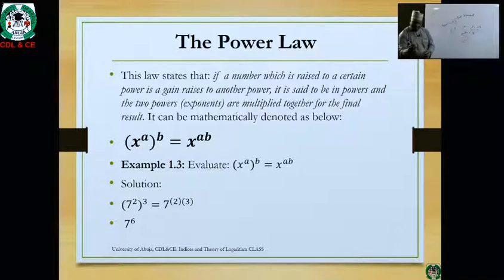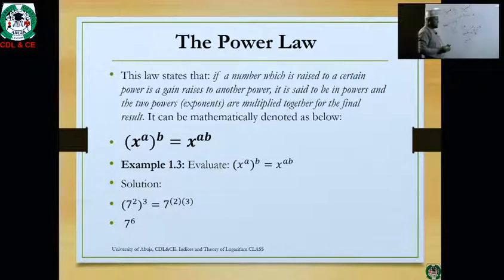This law simply states that when an index is raised to a power, that is, when a particular number is raised to a power and then raised to another power, the power is distributed across the base. For instance, if we have x raised to power a, and is raised to power b, the answer is simply x raised to power what? ab. The two powers will multiply.